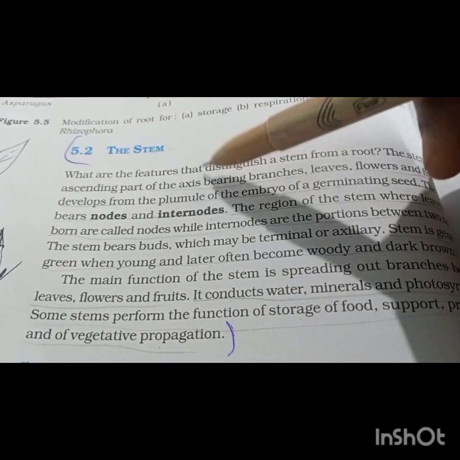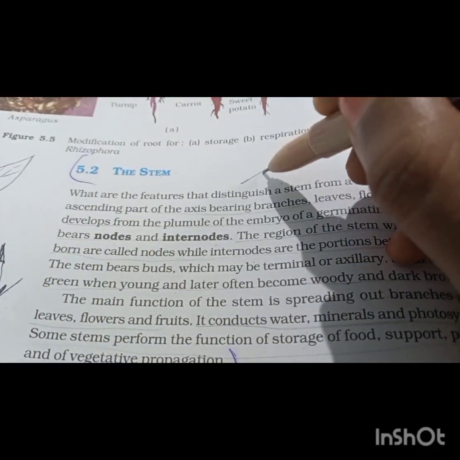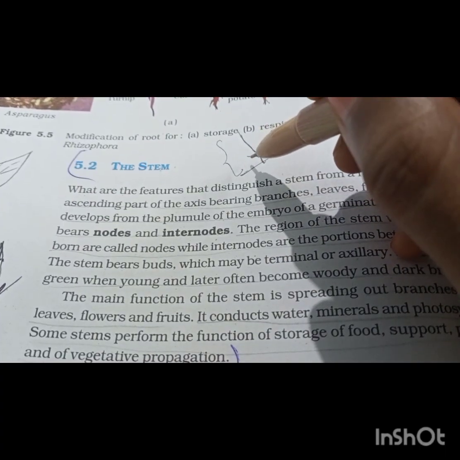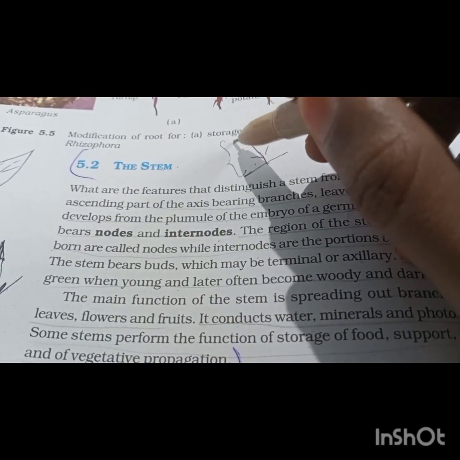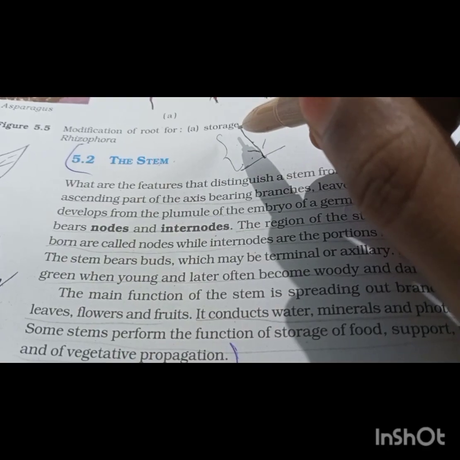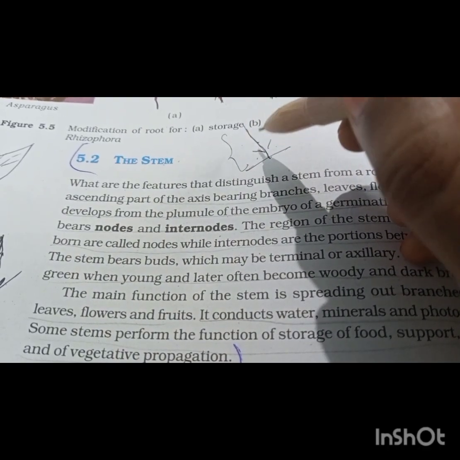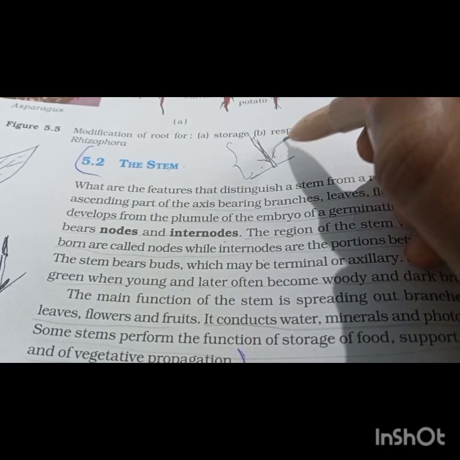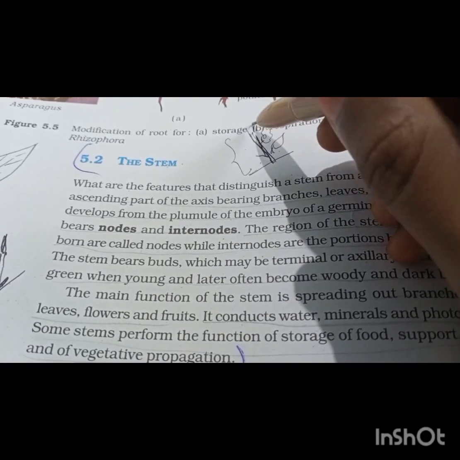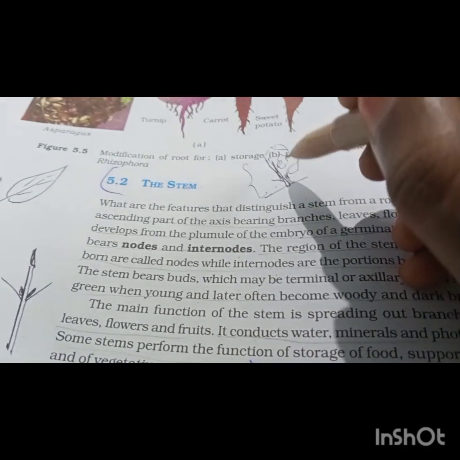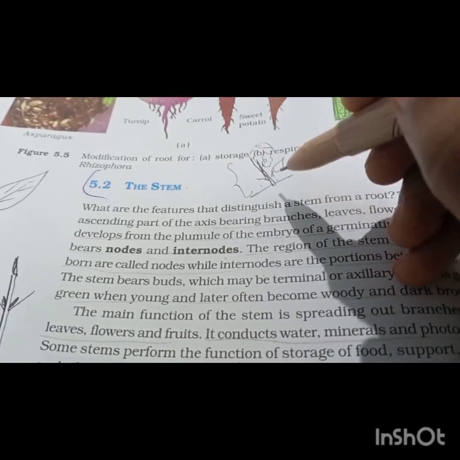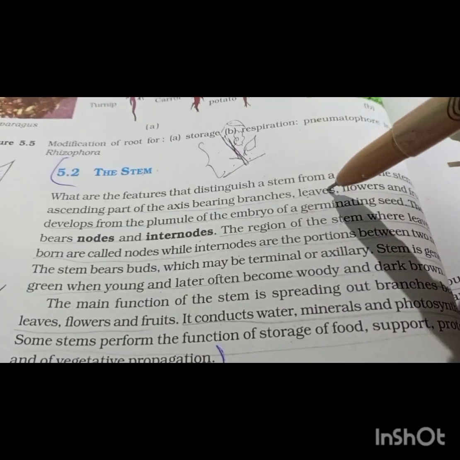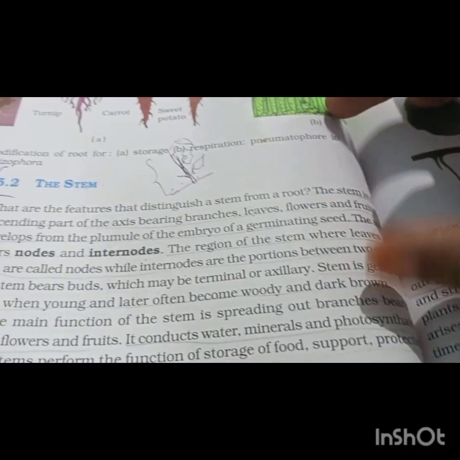So next let's see about stem. The part above the soil is known as the shoot system. It includes leaf, flower, fruit and stem. When you see closely, the stem bears the leaf, flower and the fruit. You can see leaf, flower and fruit are all present on the stem. It is the ascending part of the axis and it has leaves, flowers and fruits.